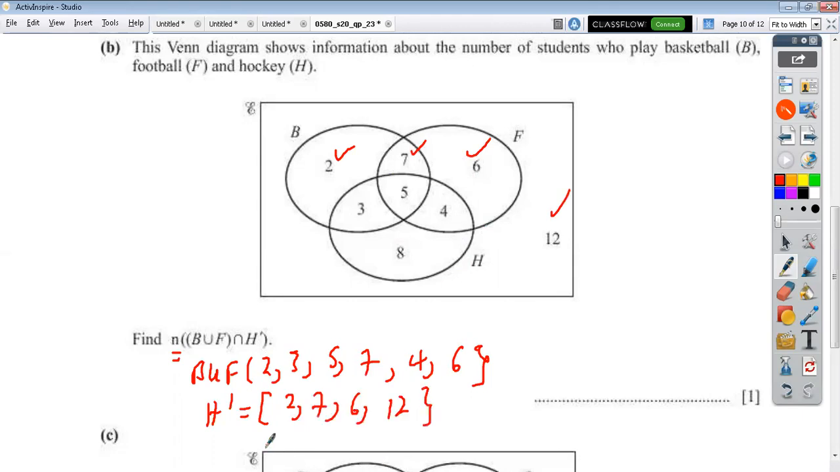Then what is the union? What is common? 2, 7, 7, 6. So it means it's 2, 7, 6, and 7. How many are there? 1, 2, 3. Because this means the number of elements. So how many are there? 3. Clear? Yes, sir. Hope no one is lost in that.